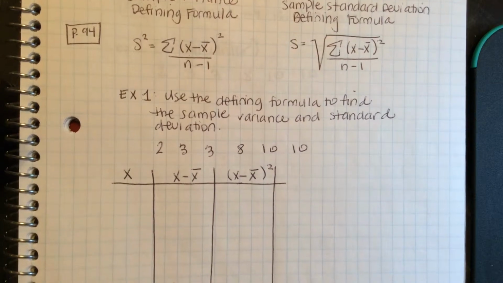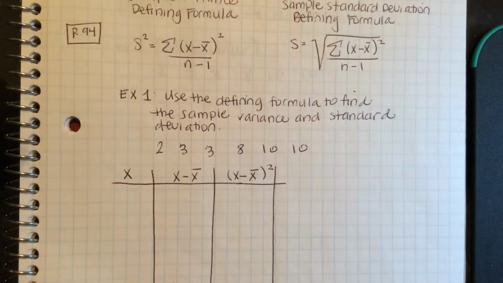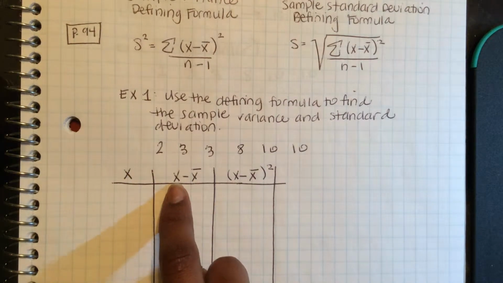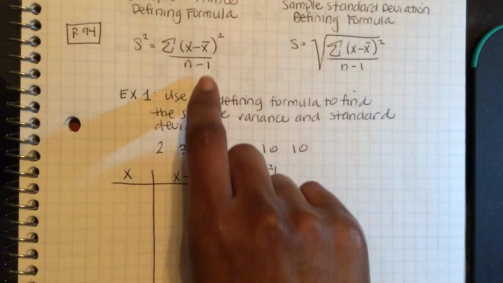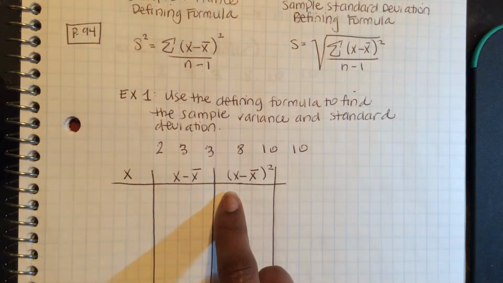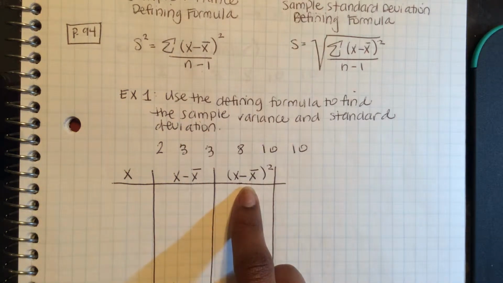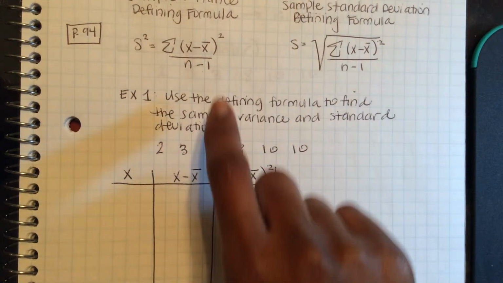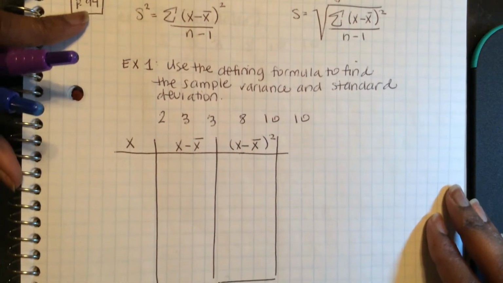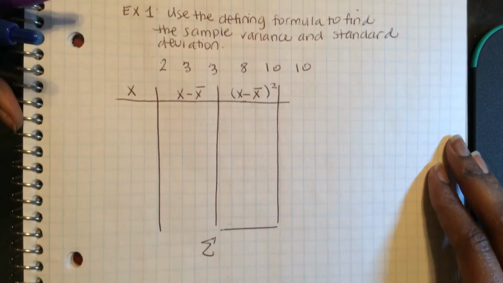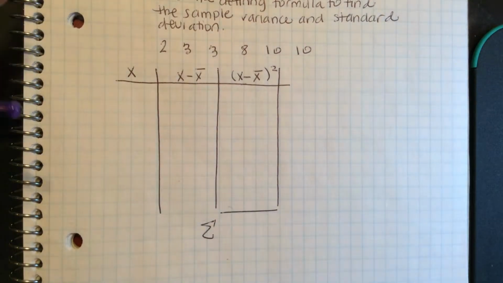So first I have my x values in the first column, and then this column will be the x value minus my mean to set up this part of the formula. And then I will square each of those values here for that part of the formula. And then I'll sum that table. And then I'll divide that value by n minus 1. So let's go ahead and get started.